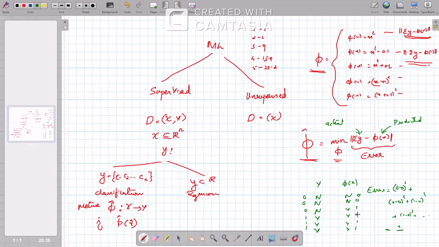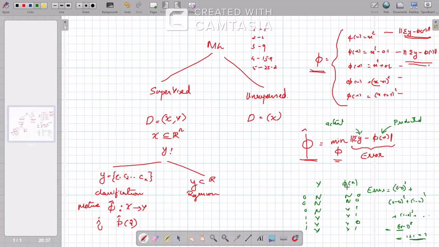But now if this is also 0, what will happen? If this is also 0, another 0 minus 1 whole square will come, right? So the error will be 1 plus 1 is equal to 2.